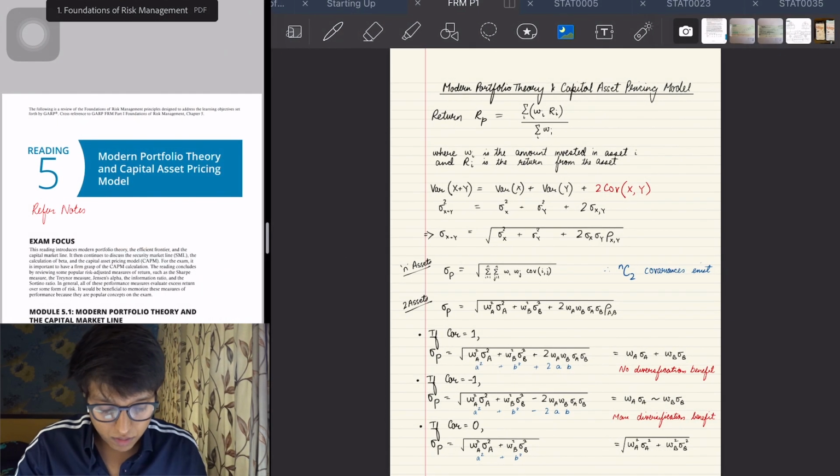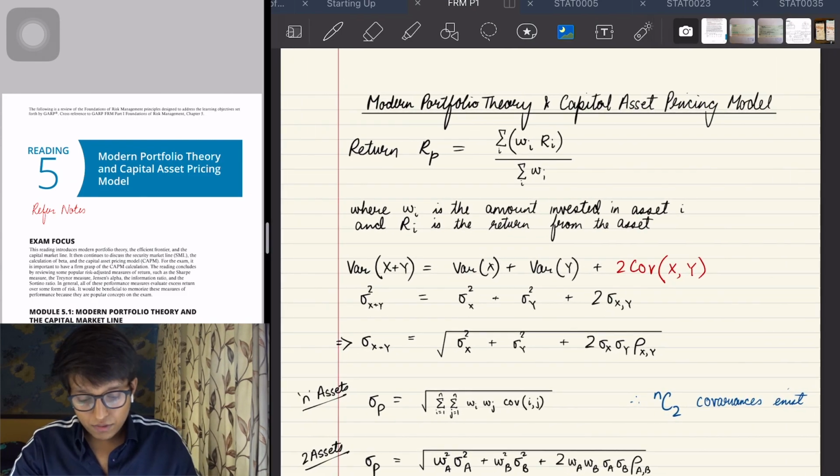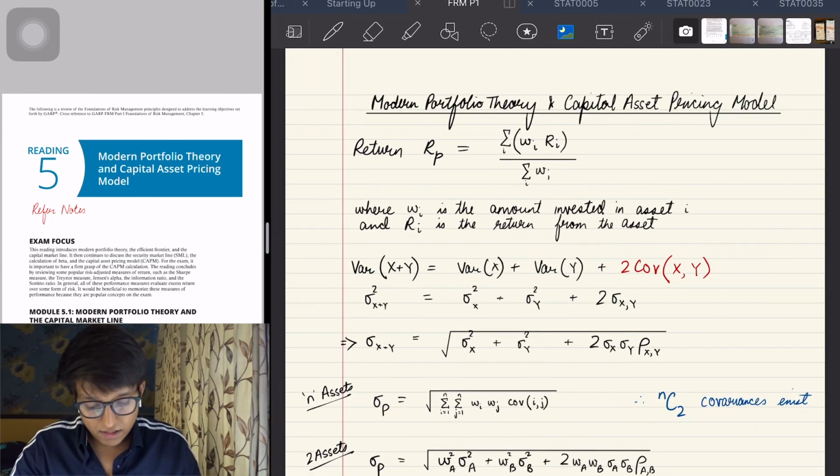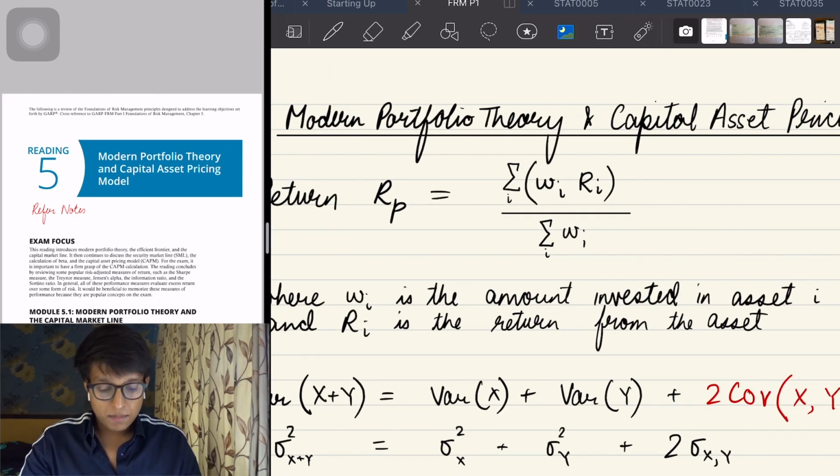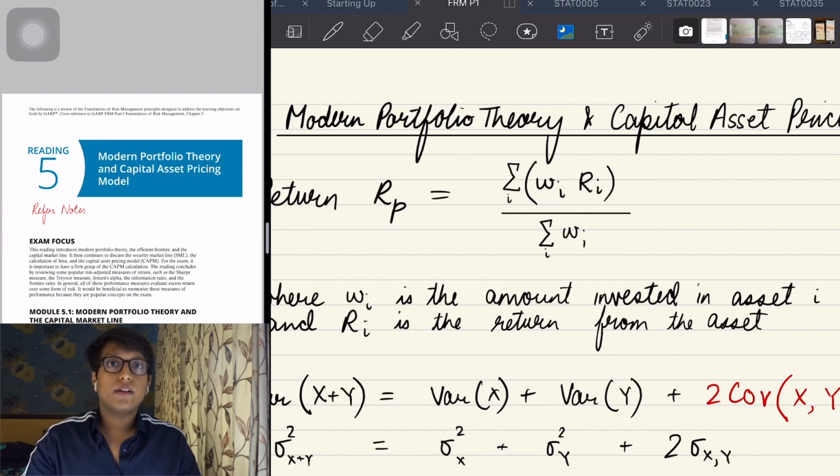So let's see my notes first, modern portfolio theory and CAPM. The first thing that I've written here is that the return of the portfolio would be the summation of the weight you assigned to that stock multiplied by the return generated from that stock, divided by the sum of the return. So let's simplify this down.